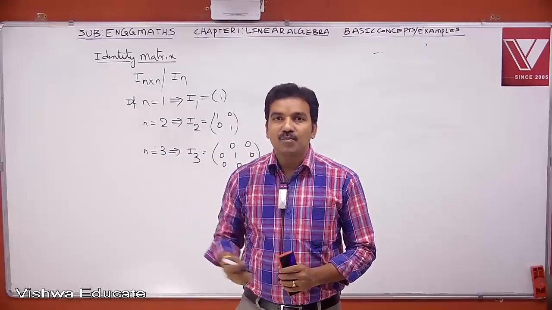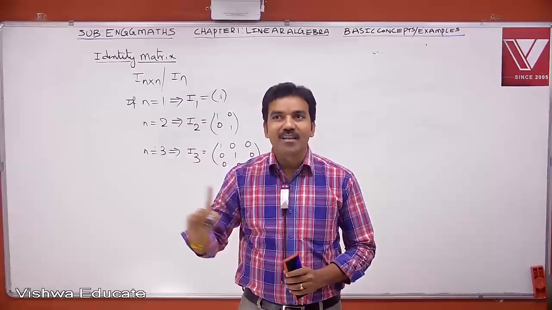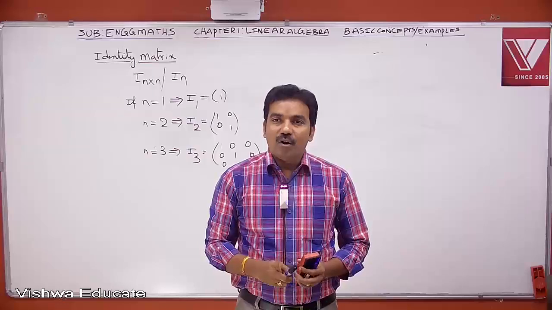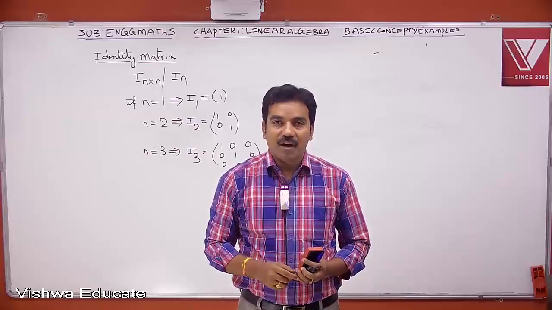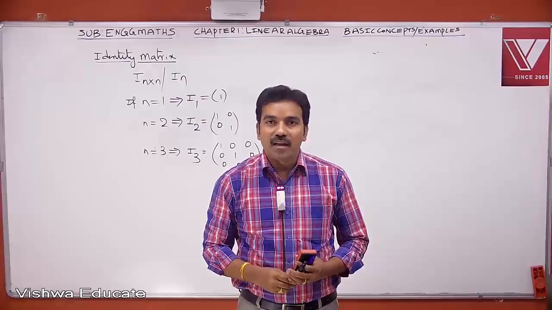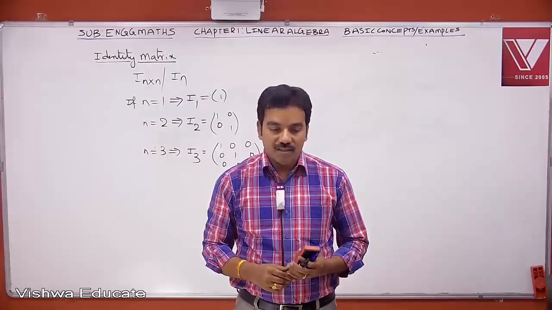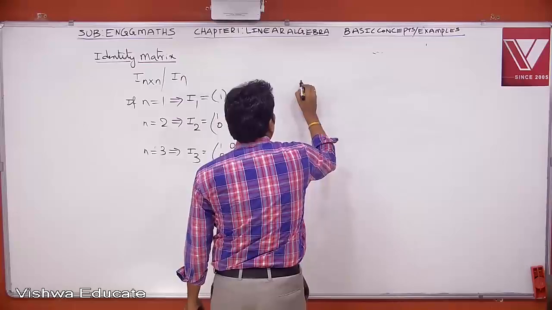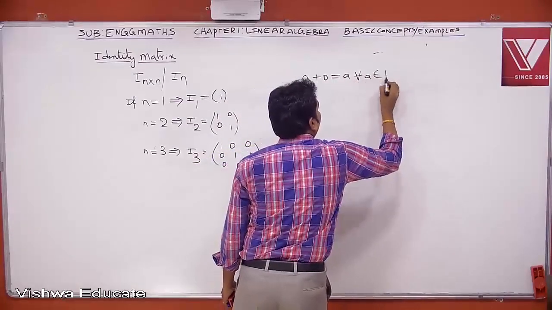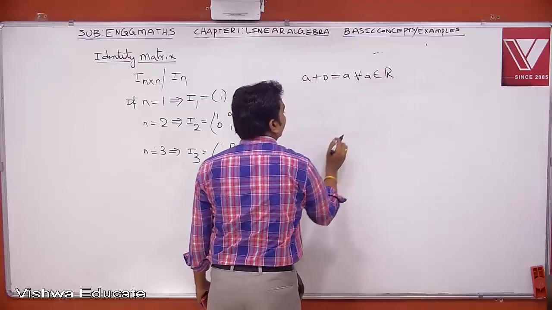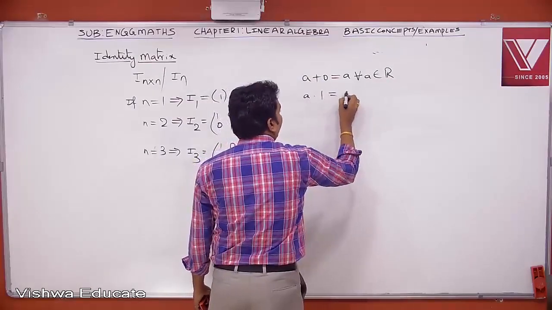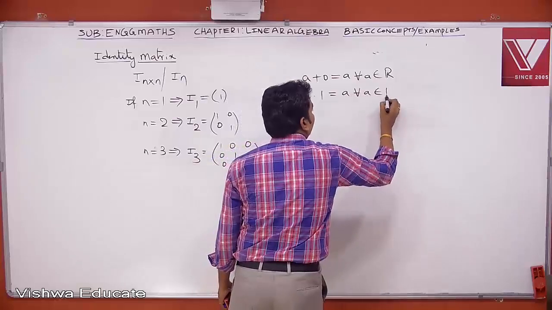What is the specialty of this matrix? There is one advantage with this matrix. In general, suppose I have two operations, one is plus, another is multiplication. In terms of numbers, when I add 0 to any real number, I will get the same number. That is, a plus 0 equal to a for all a belongs to R. Here R represents the set of real numbers. Suppose if plus is replaced by dot, then 0 must be replaced by 1. a dot 1 equal to a for all a belongs to R.